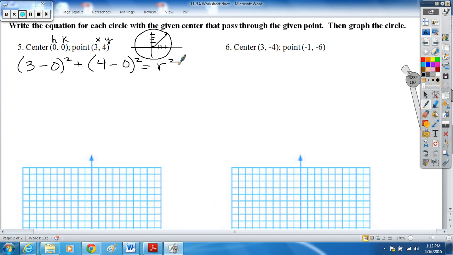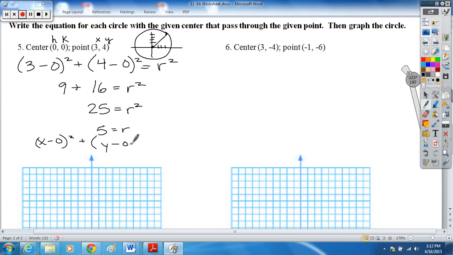Okay? So, if I do that, 3 minus 0 is 3, and then 3 squared is going to be 9. 4 minus 0 is 4. 4 squared is 16. We get 25 when we add those two together, and then we square root 25, and we get a radius length of 5. Okay? So my equation is going to be this. (x - 0)² + (y - 0)² = 5². And then I'll want to simplify it. x² + y² = 25. Okay? So that's how you go ahead and set up that equation.